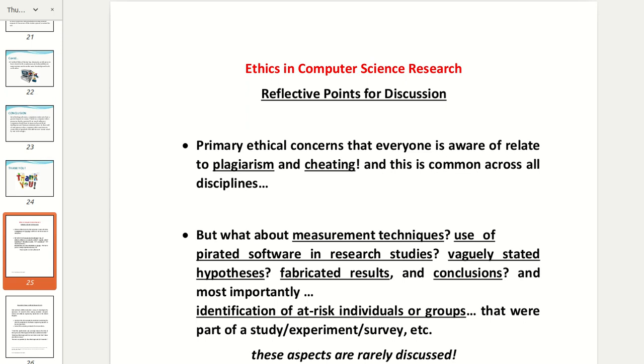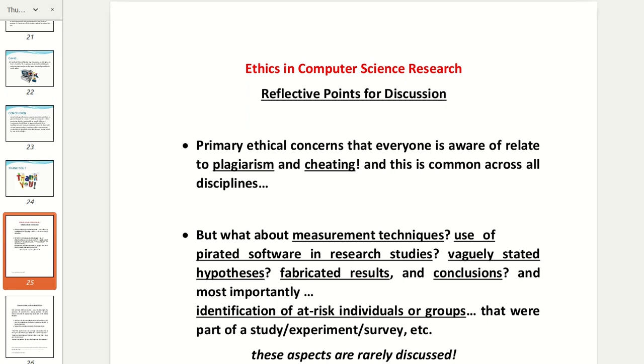Okay, so what is the use of pirated software in research studies? How many of us are actually using pirated software in our everyday life? Okay, what do we mean by a vaguely stated hypothesis? What are fabricated results? You do not get the accuracy that you want. You simply fabricate that accuracy and you put it in a research paper. What are the repercussions? What are the conclusions to all of this?